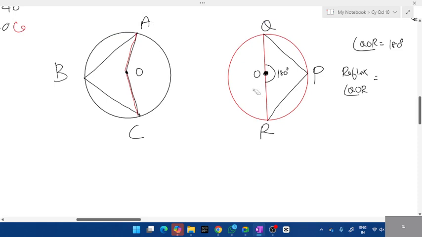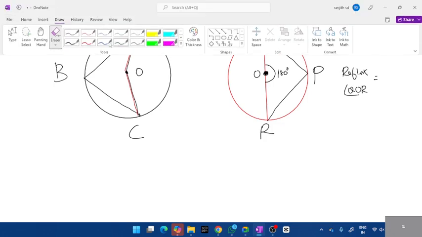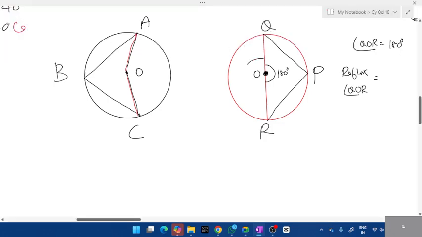Tell me what is reflex QOR? 360 minus 180 is 180 degrees. If reflex QOR is 180, what about angle P, students? What's the angle formed at P? Yes, all should answer. Angle formed at P is 90 degrees. So what's the concept here?